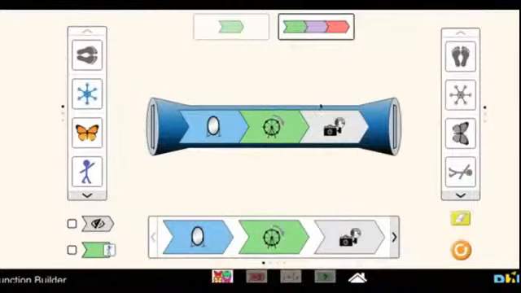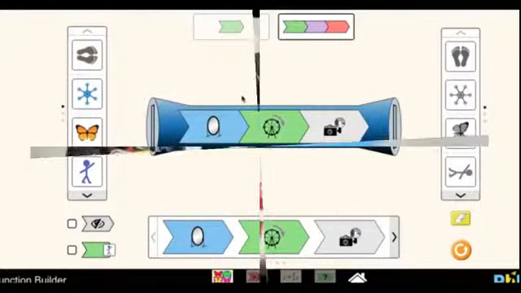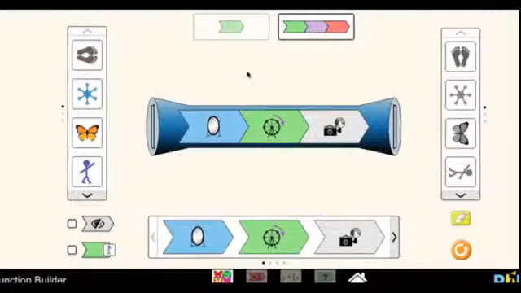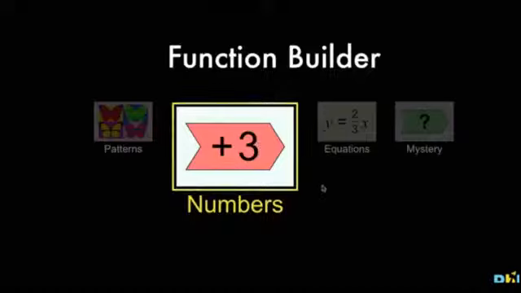Or you can think of this as something that governs how the hand sanitizer is distributed. You can think of this as your distance from that hand sanitizer machine. When you become closer, it squirts some amount of hand sanitizer, and the output is a hand with hand sanitizer. So a lot of processes, especially mechanical processes, can be thought of as a function machine like this. Now let's explore some functions that involve numbers.